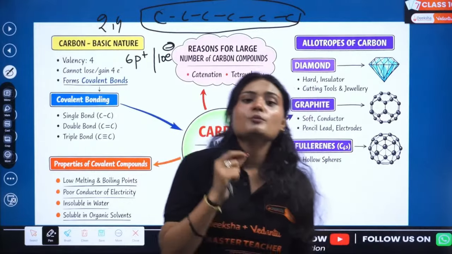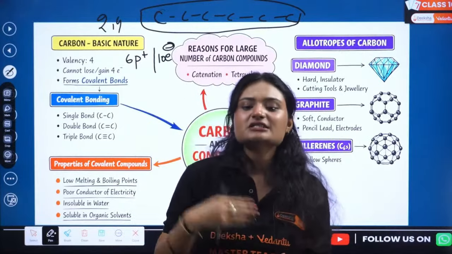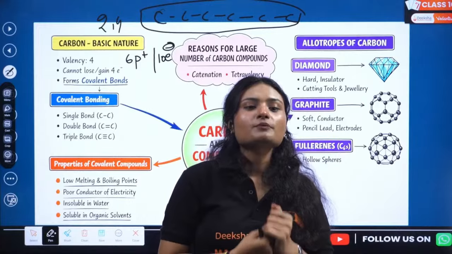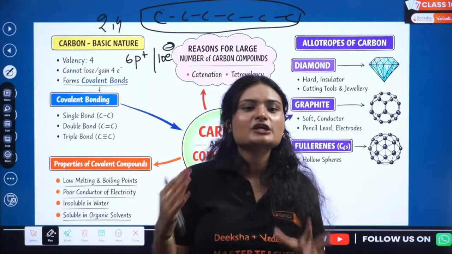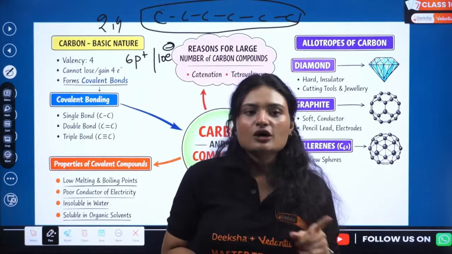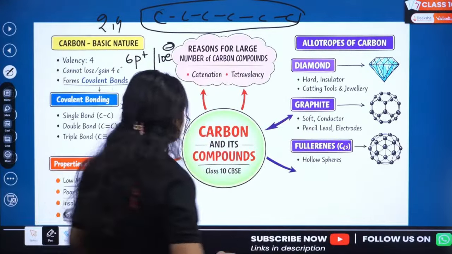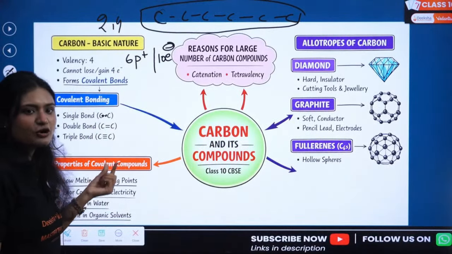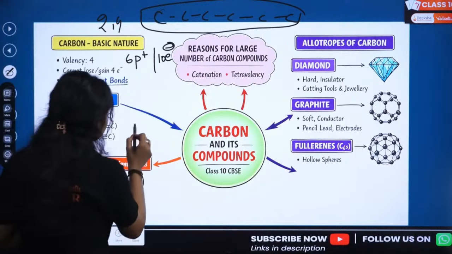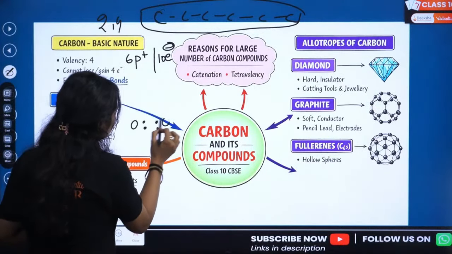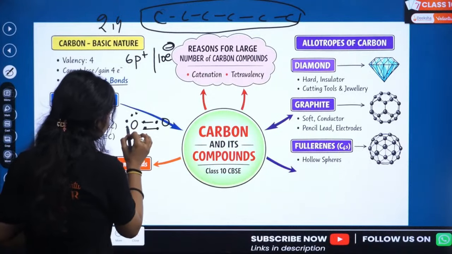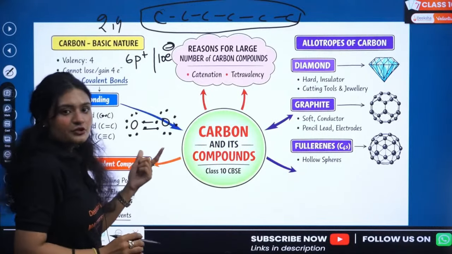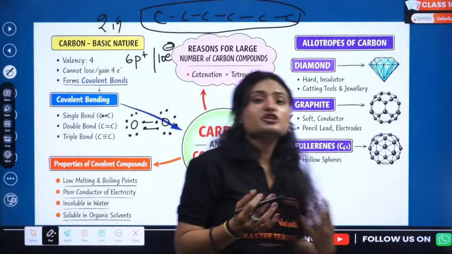So what it does is form covalent bonds. That is, it shares its electrons with other atoms and forms covalent bonds. Covalent bonds are formed by sharing of electrons. Now, there are 3 types of sharing that can happen. Either both carbons can share 1 electron and form a single covalent bond, or they can share 2 electrons and form a double covalent bond. Clear? Or they can share 3 electrons and form a triple covalent bond.